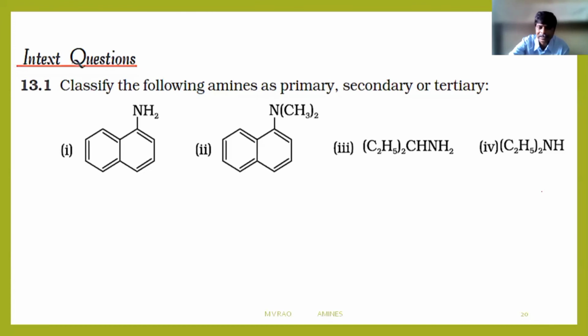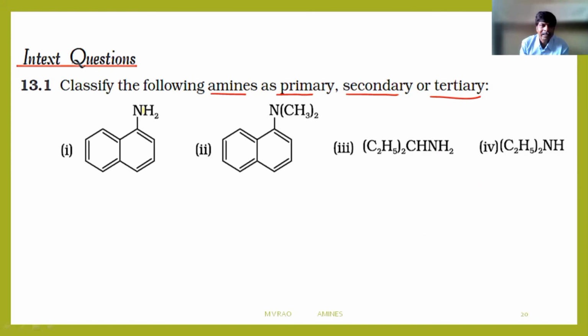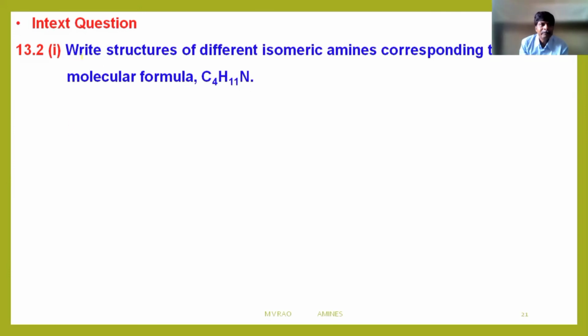Now some in-text questions. This is in-text question 13.1 from our textbook. Classify the following amines as primary, secondary, or tertiary. Just a classification. Which type of amine? It is easy, I told you already. Here only N, here NH2, here NH. If it is NH2, that amine is primary. Only N, tertiary. NH2, primary. NH, secondary. So next question, 13.2.